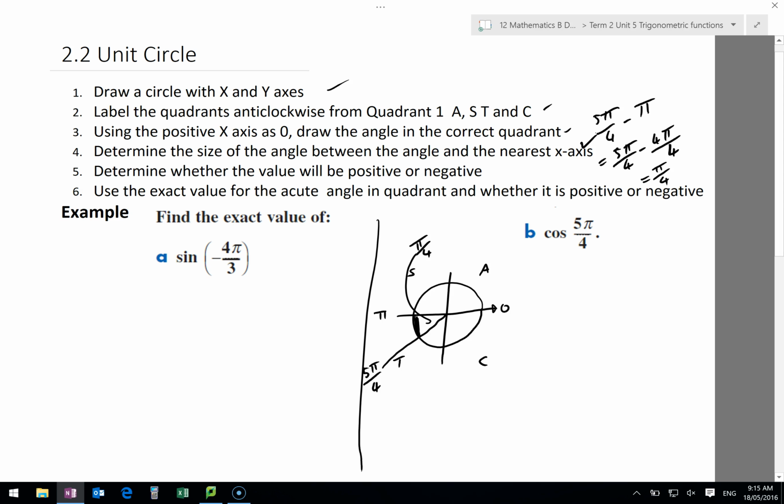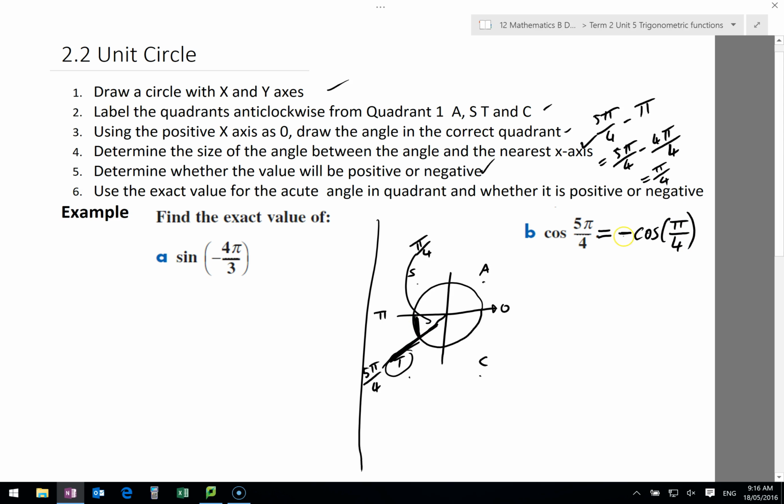Determine whether the value will be positive or negative. So the quadrant that this angle is in is the quadrant where only tan is positive. Remember, these letters mean all of them are positive, only sine, only tan, or only cos are positive. So this cosine 5 pi on 4, I know it'll be a negative value. Okay, so I've done that. And I'm trying to find cosine of pi on 4.